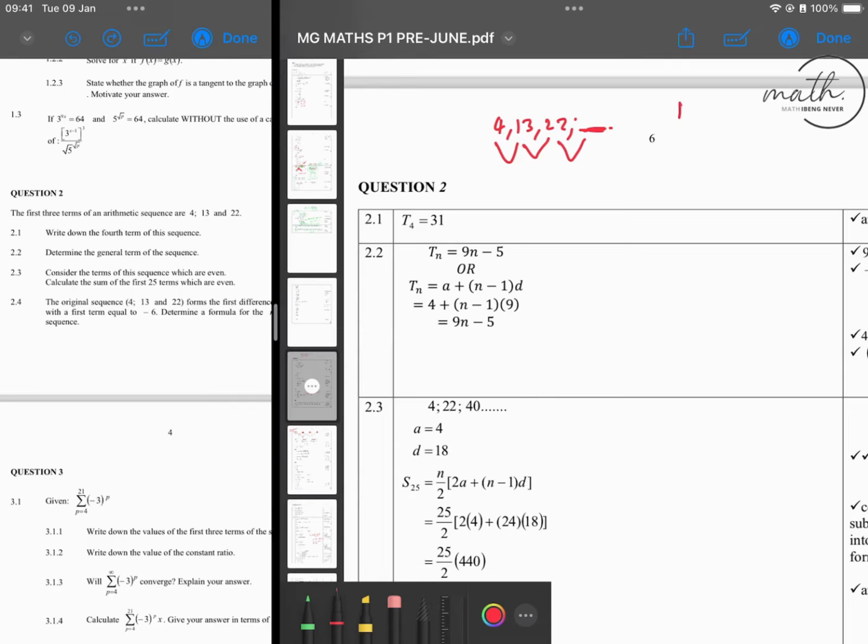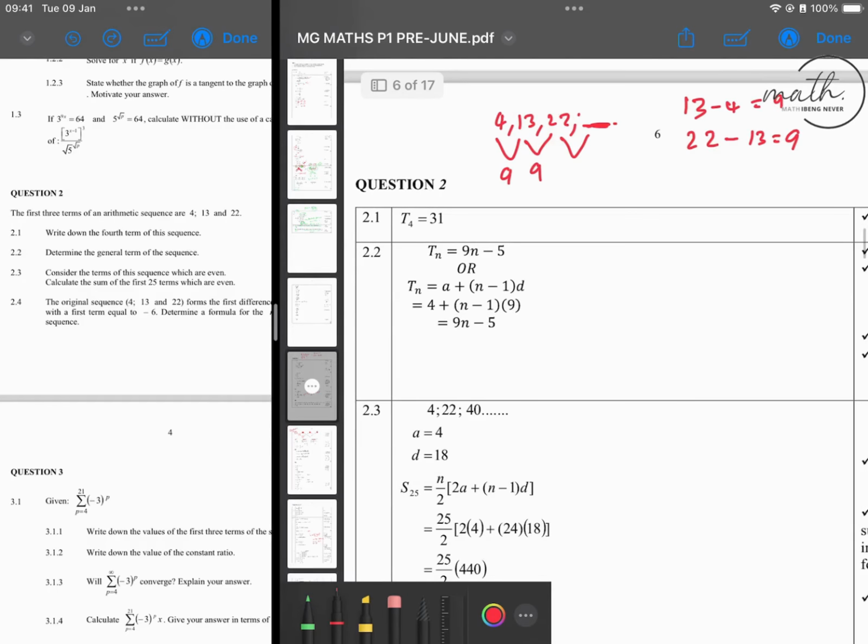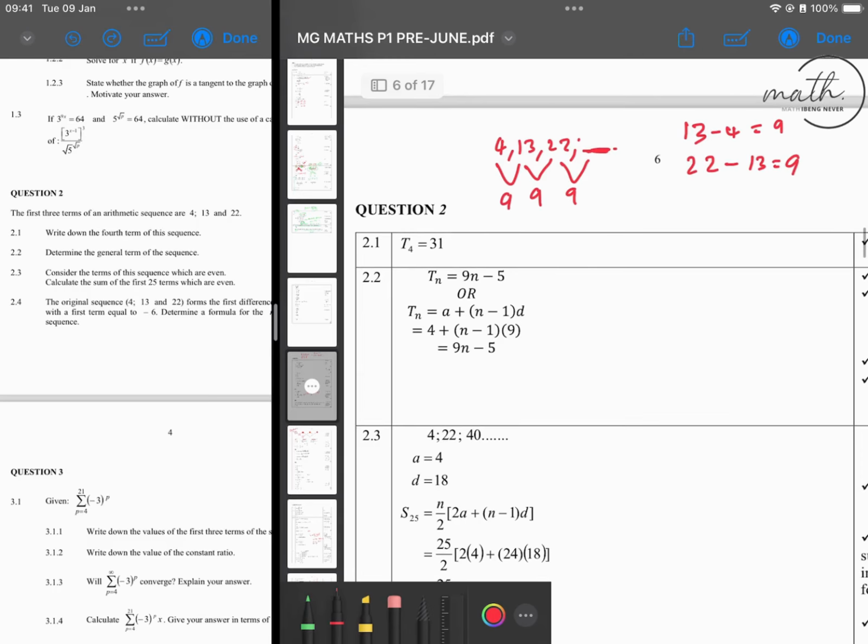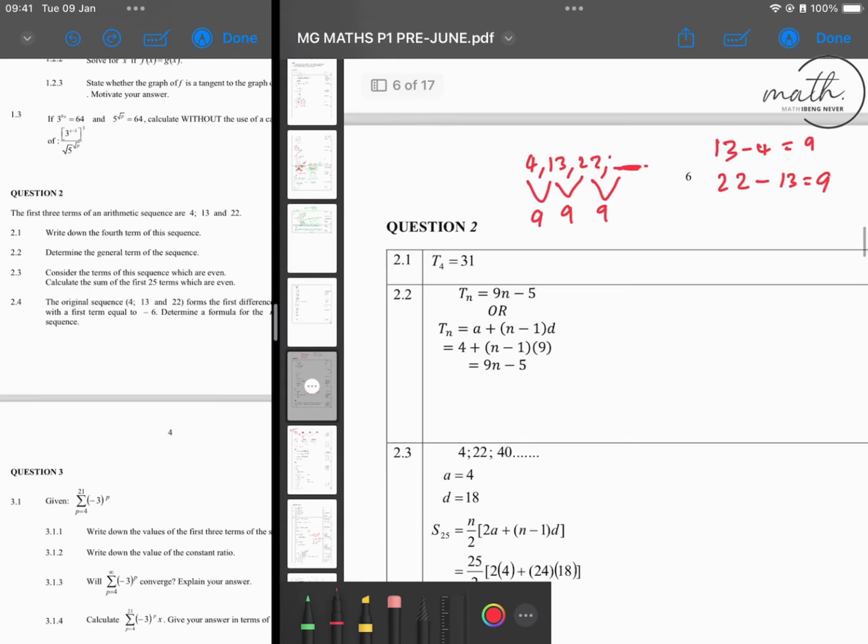So 13 minus 4, you get 9. 22 minus 13, you get 9. So it's 9 here. That means it's always going to be 9. To get the next term, you just have to add. Since I know I'm always adding 9, 22 plus 9, you're going to get 31. That's how you get the 31.